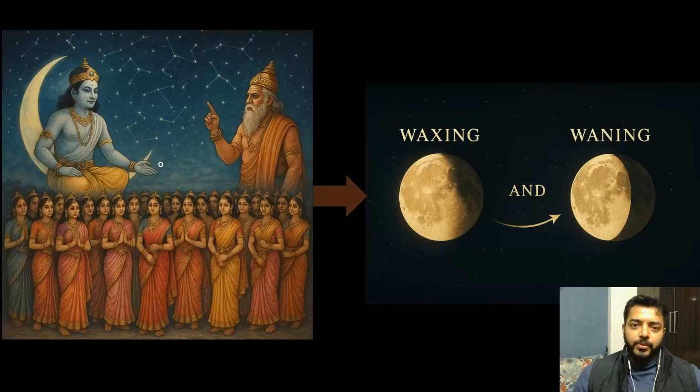Now, what happened was, Daksh Prajapati was one of the creators. He was the son of Brahma, and he had 27 different daughters. Each daughter signified a nakshatra. There are 27 nakshatras in Vedic astrology.